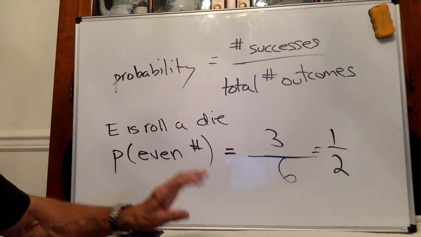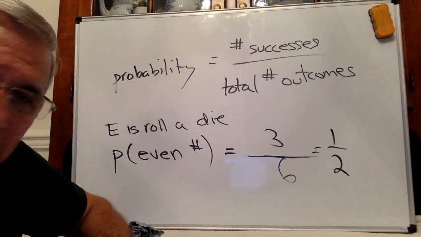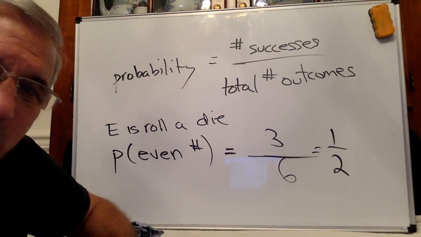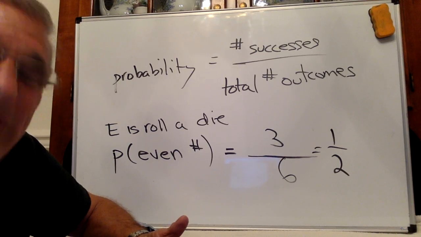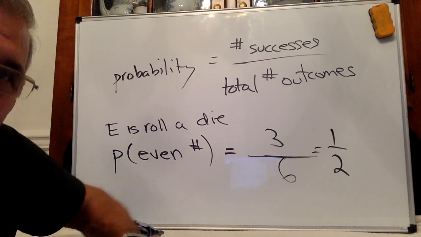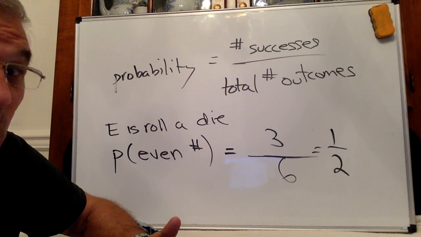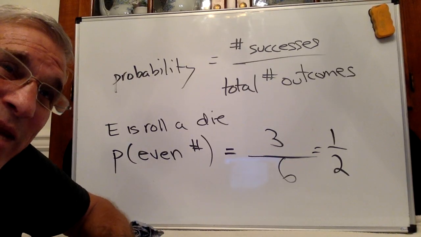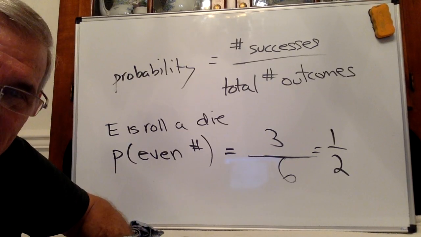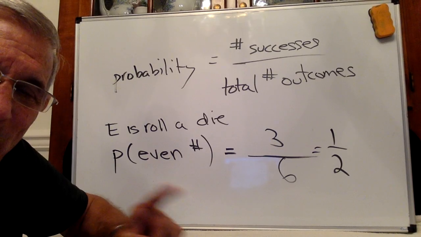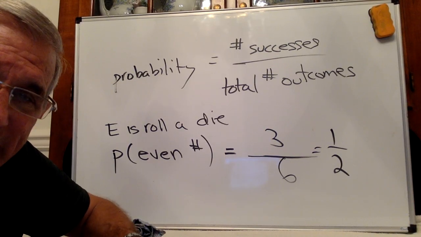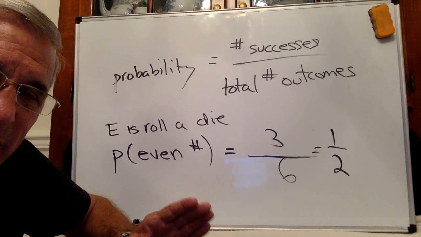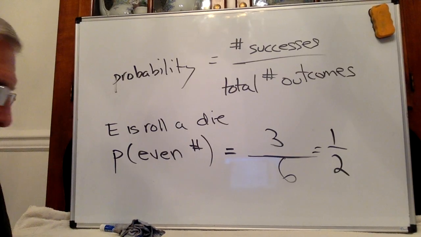If I said to get a probability of 1, if I roll a single die, what's the probability of getting a number between 1 and 6? Well, that's the only thing that can happen. It happens no matter what you roll. Therefore, the probability of rolling a number between 1 and 6 is 1. A probability has to be between 0 and 1. 0 means it's impossible. 1 means it's an absolute certainty that it will occur. The probability of any event has to be greater than or equal to 0, less than or equal to 1.